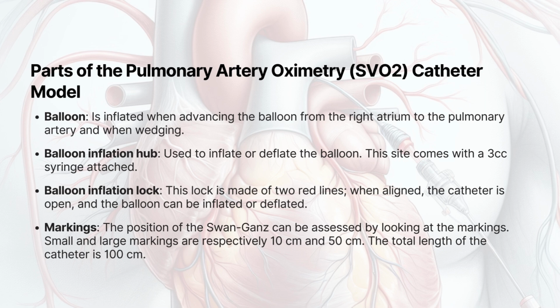Markings. The position of the Swan-Ganz can be assessed by looking at the markings. Small and large markings are respectively 10 centimeters and 50 centimeters. The total length of the catheter is 100 centimeters.